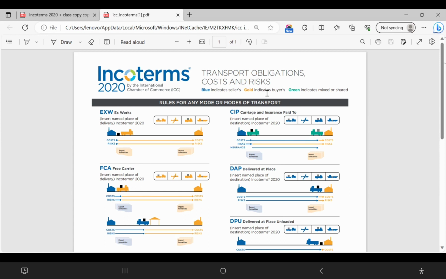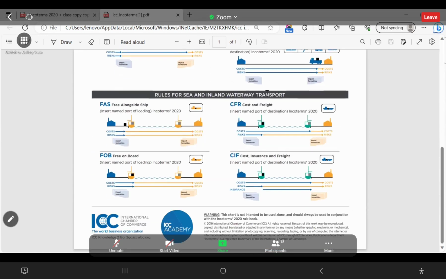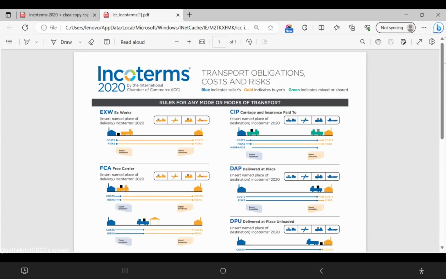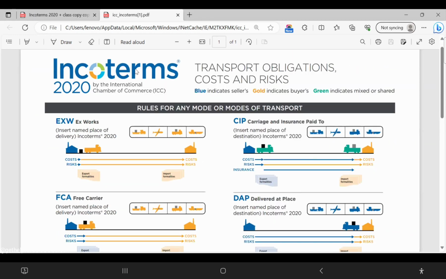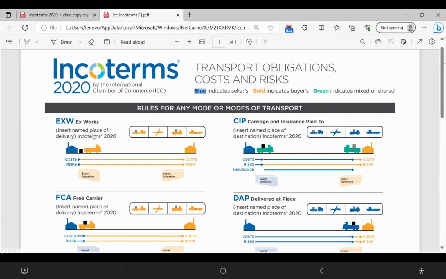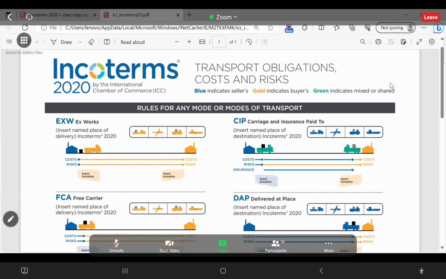Okay, so we'll start assuming people are aware of Incoterms. I'll start with this flyer. Okay, so what are the things you see here from EXWorks? Only EXWorks alone, and they mentioned Incoterms, transport obligations. Incoterms talks about transport obligations, cost, and risk. So blue indicates seller's obligation, and gold indicates buyer's obligation. Green indicates mixed or shared obligations.